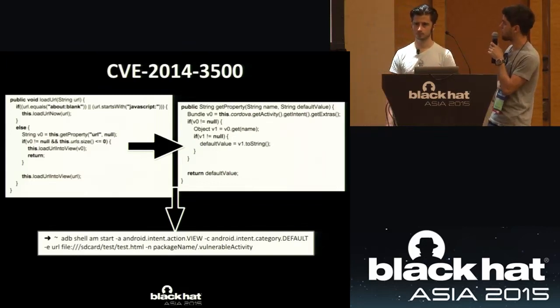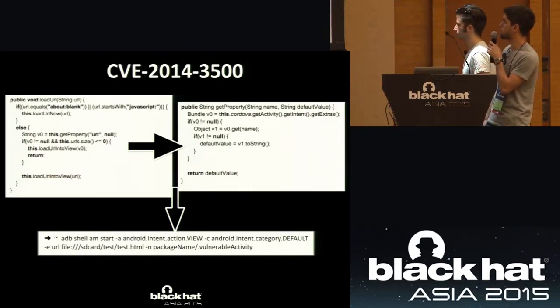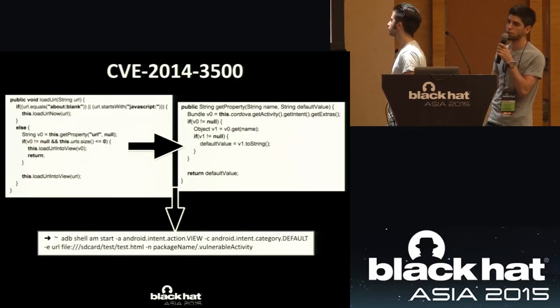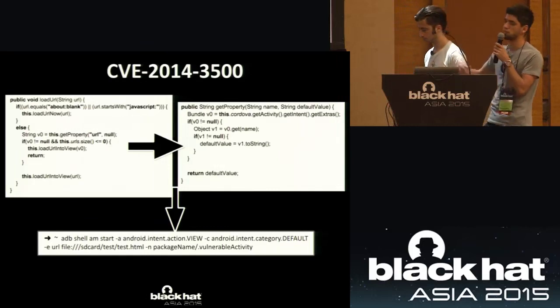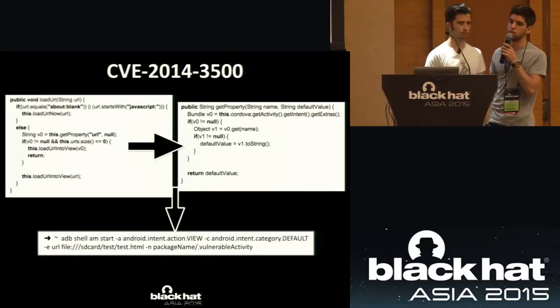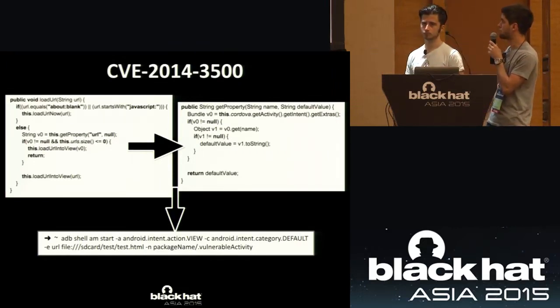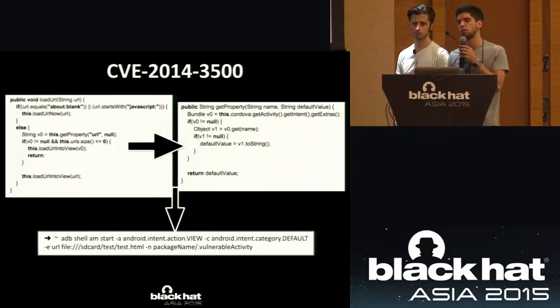So at the bottom of the screen, we have the exploit to trigger this vulnerability. Basically, we call the intent action VIEW and the intent category DEFAULT, and we pass as a parameter the URL, which in this case is a local file stored on the SD card, a malicious test.html file, which contains a malicious JavaScript that will steal all the information from the application's database and send it to a remote server. So, yeah. Right after that, we only have to pass the package name of the application and the activity of the application. I mean, this is a really simple attack.